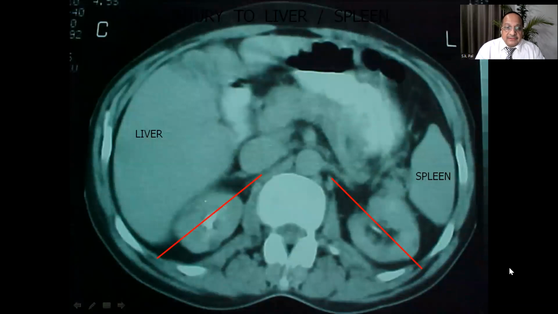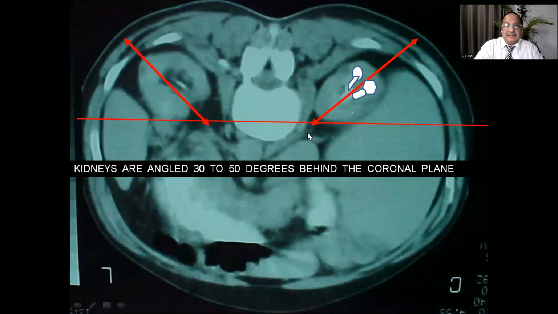Now if this is our supine patient, please pay attention to the axis of the kidneys, and when the same patient is turned prone, you can very well see that the axis of the kidney is 30° tilted towards the coronal plane. So this is the tilt of the kidney which we are seeing when the patient is lying prone.